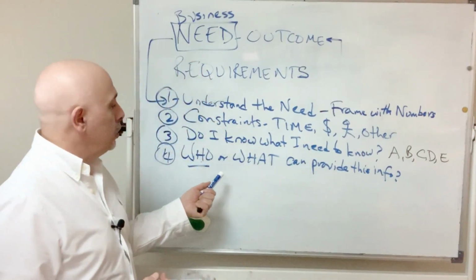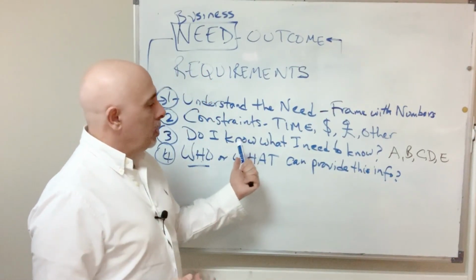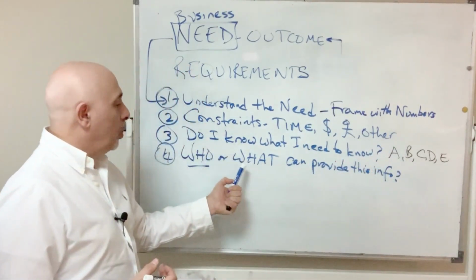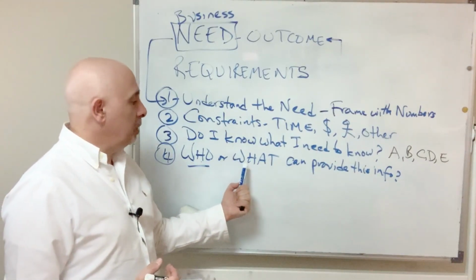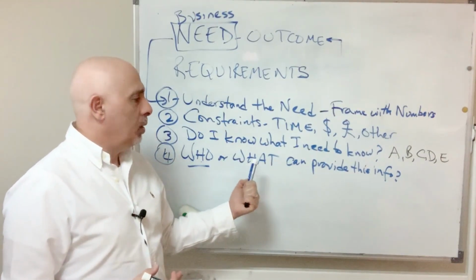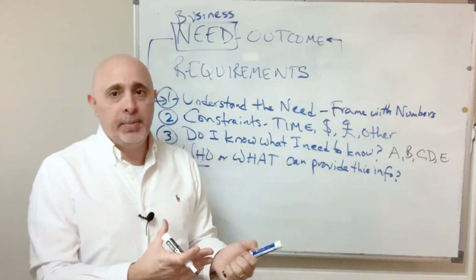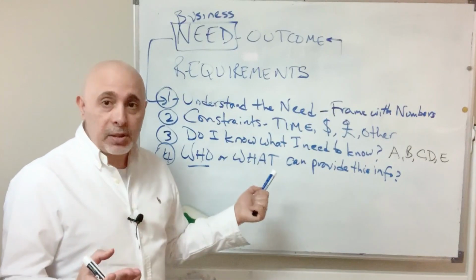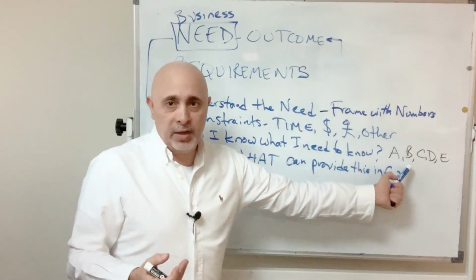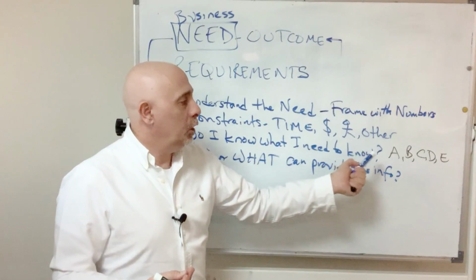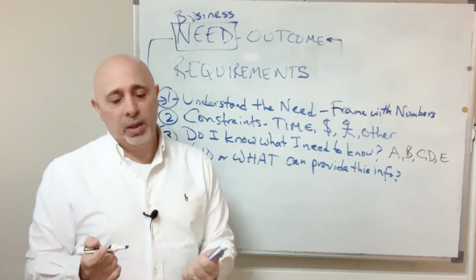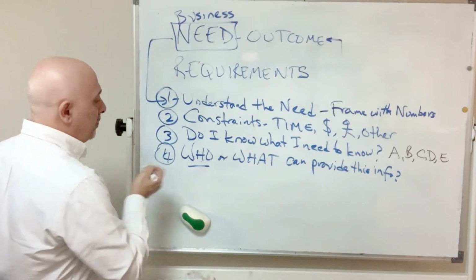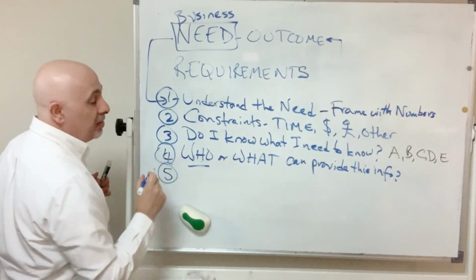So here what you want to do is connect who, which is a person, with the information that you need to collect. Or if it's not a who, it's probably going to be a document, a database, or some form of documented information, whether it's digital or in paper, or it could be from a supplier. But what will provide you the information? So between the who's and the what's, you should be able to figure out the sources of where the information is going to come from. All right, so if you figured the who and the what, then you go to the 5th step.